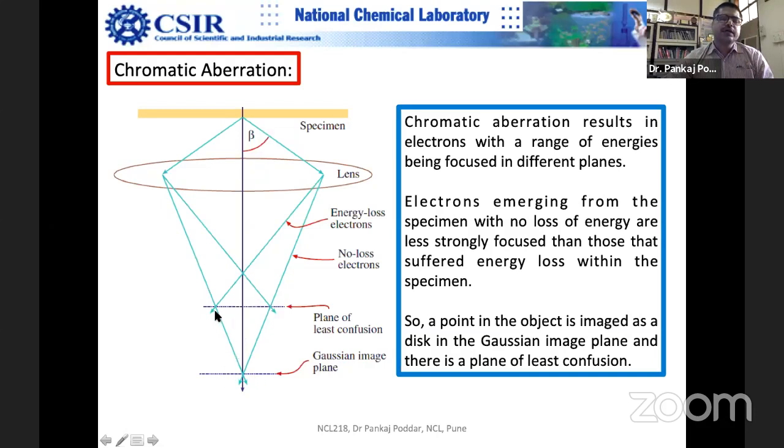Now, if you see that, because this beam is also spreading, it's not extended here. If it is extended, you will find that somewhere here is your plane of least confusion. So your Gaussian image plane will be very broad because of these energy loss processes, which are naturally happening because of the type of your sample.